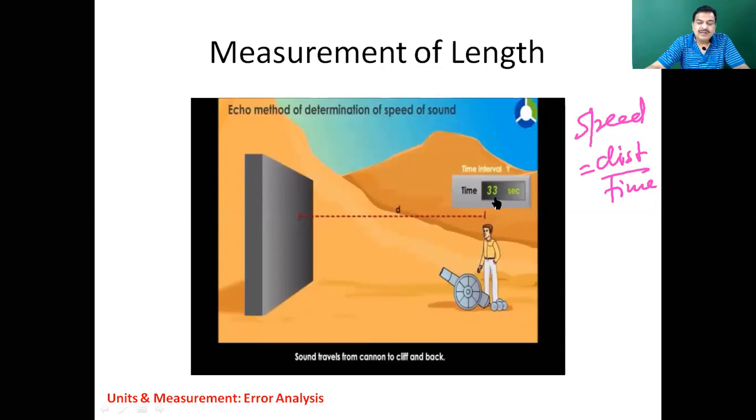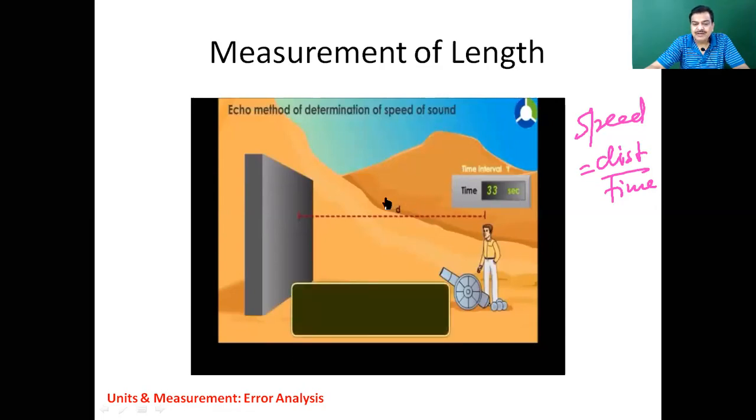Sound travels from cannon to cliff and back. Now you know the speed of sound in air. Total distance traveled equals the distance from here to here and coming from here to here. So the distance traveled is always double. It is going first and then coming back. So this is how the echo travels.